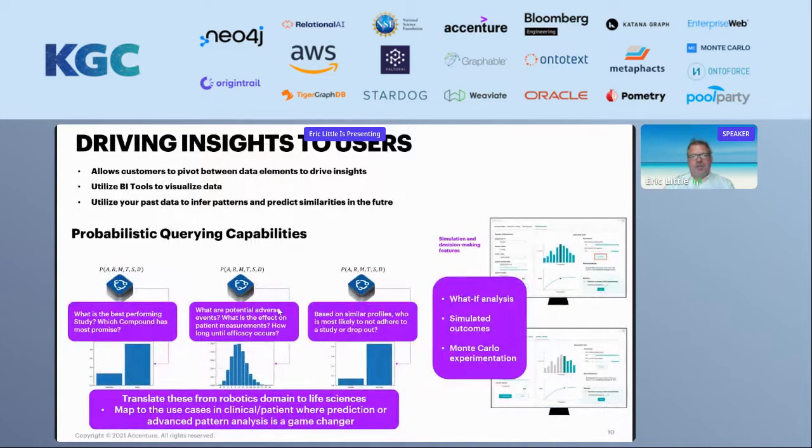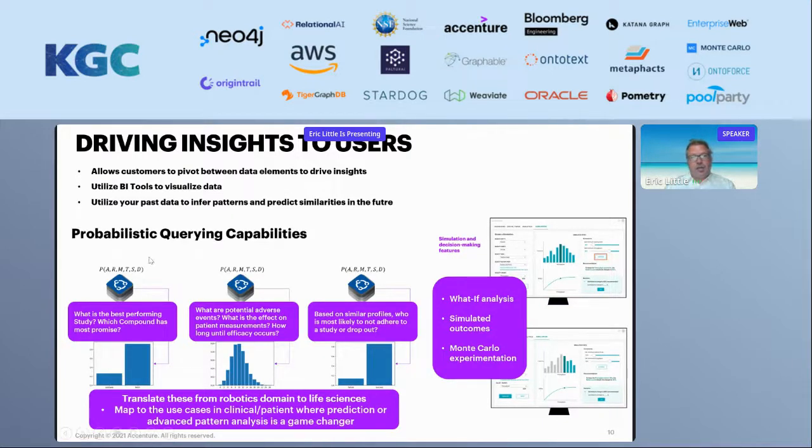So, what does this mean? Well, driving insights to users is really what we're after. We're allowing customers now to pivot between a lot of data elements and really drive those insights. They can utilize BI tools to visualize the data in really any way, and they can utilize their past data to now see and infer new patterns and predict similarities in the future.